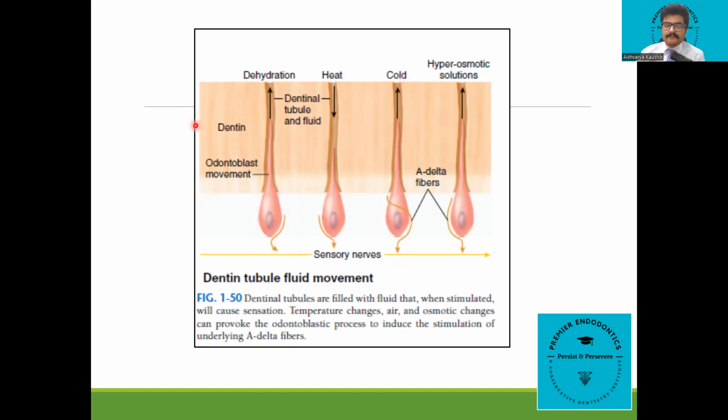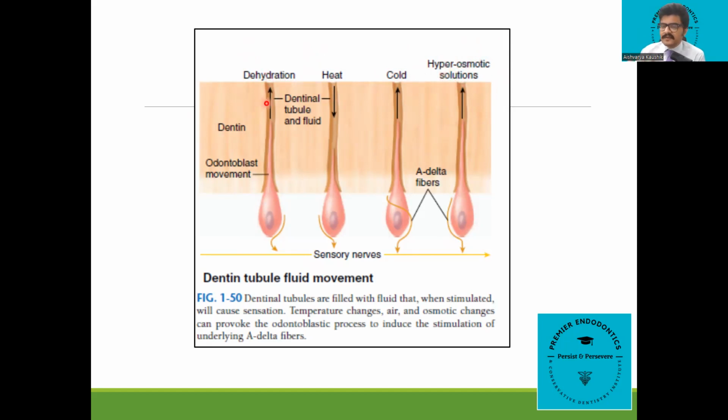Now, there are different types of stimuli that we can put on the tooth. One can be dehydration, which can be done by blowing compressed air from our three-way syringe. Second is heat. Third is cold. And fourth is hyperosmotic solutions. What are hyperosmotic solutions? They are basically sugary foods or drinks which change the osmotic strength or the molarity of the solution.